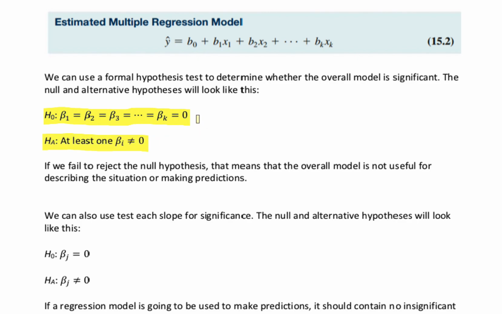So this should remind you of the null and alternative hypotheses for an ANOVA test. Our alternative hypothesis is not that they are all not equal to 0. So it's not b1 not equal to 0, b2 not equal to 0, b3 not equal to 0. One or more of them may be equal to 0, but at least one of the slopes is not equal to 0. That's the alternative hypothesis. If we fail to reject the null hypothesis for our overall model being significant, that means that our overall model is not useful for describing the situation or making predictions.